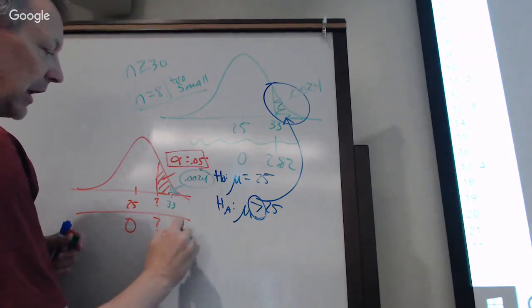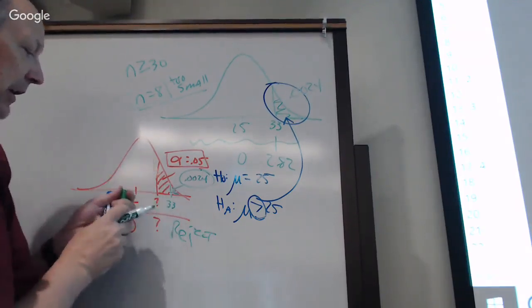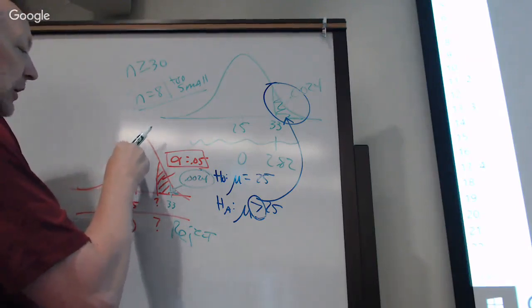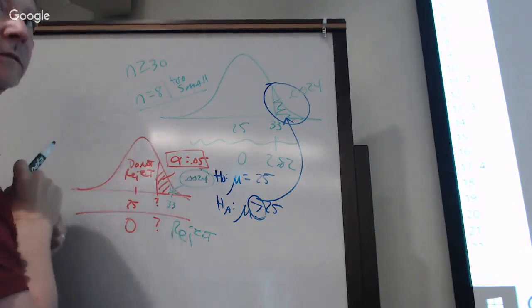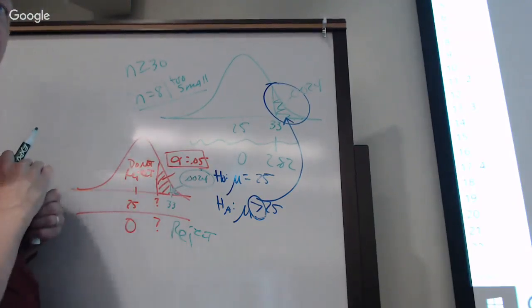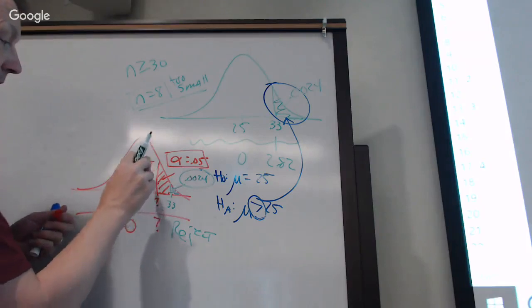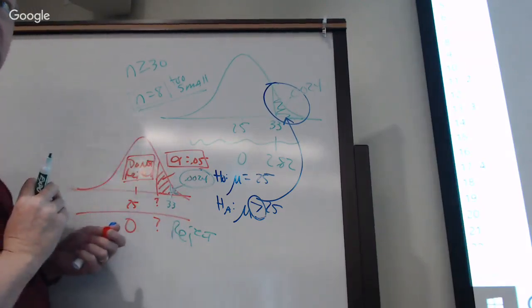This means I'm in my rejection region. So you can think of the red area as the rejection region. This area here is do not reject. Okay? So one way to think about it is, if you're in the white area, you do not reject. If you're in the red area, you reject.